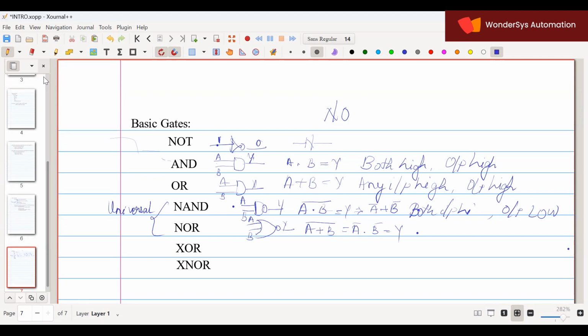Radhakrishna, please answer the question. What is the use of using this NOR gate? You don't know? Okay, see, if both the inputs are low, then only the output will be high. So here also we have to consider the low condition only. If any one input is high, the output should be low.